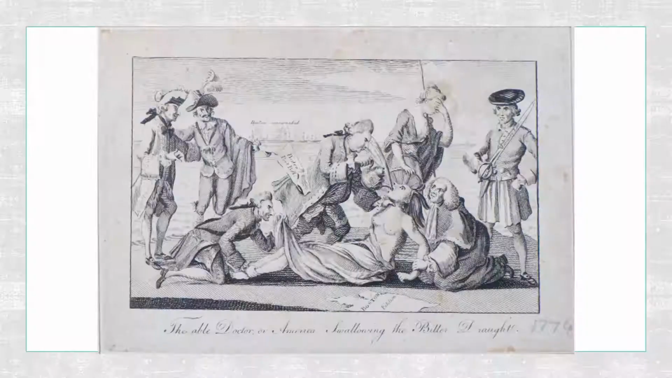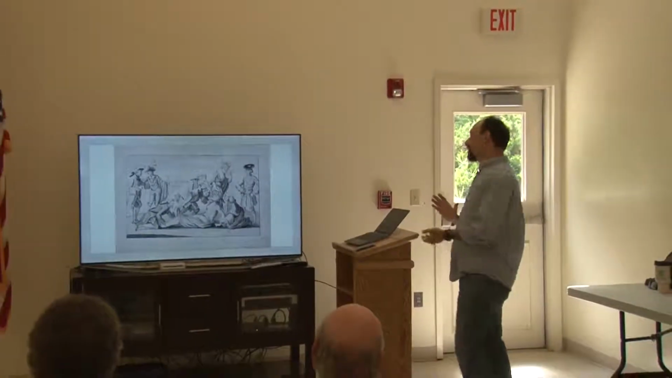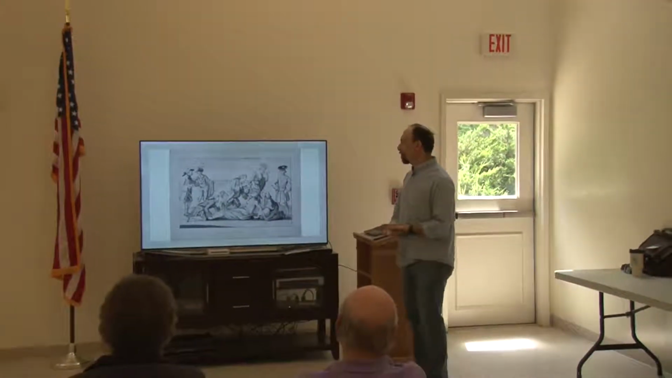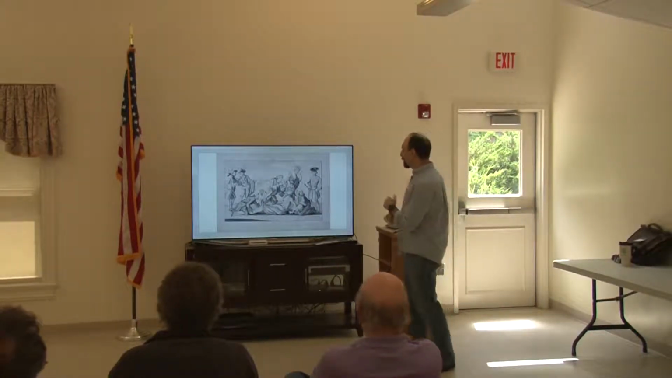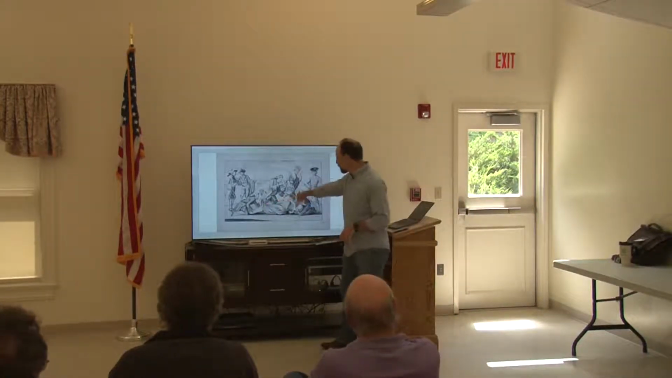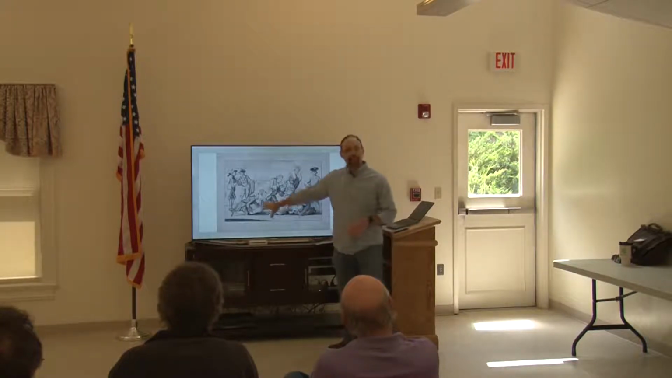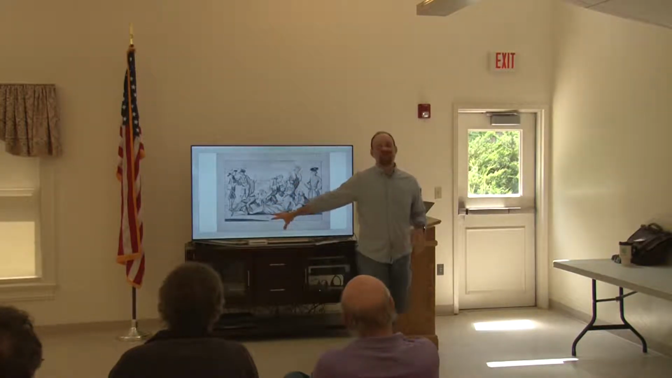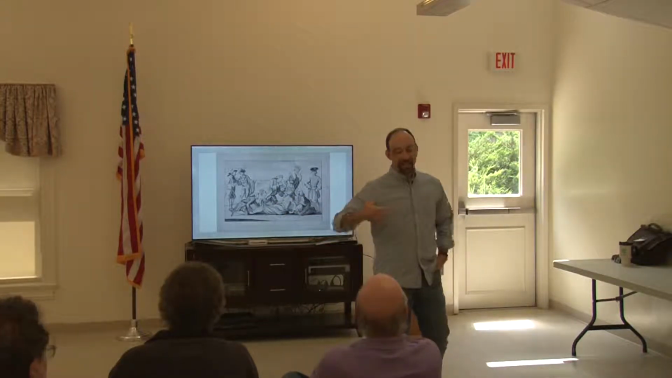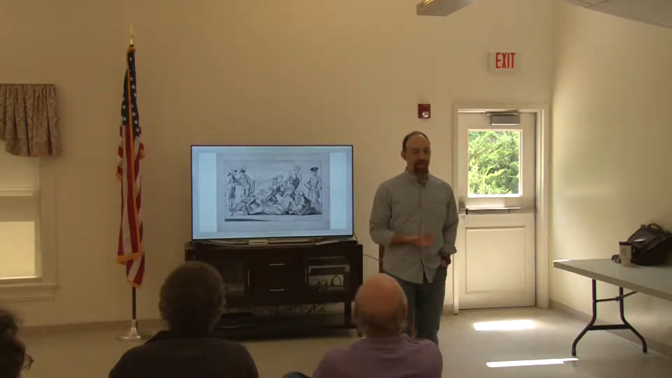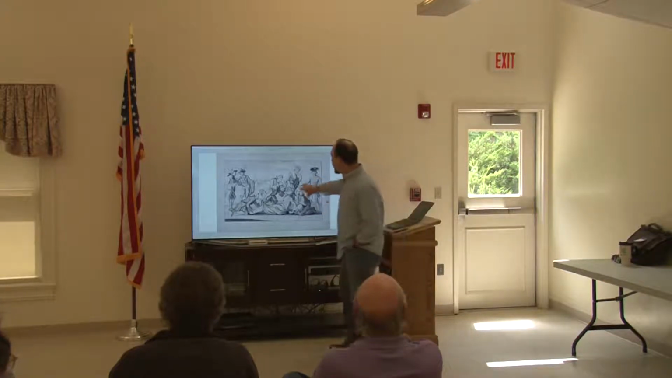Here's another famous cartoon of the time period, reflecting the Intolerable Acts. It's called The Able Doctor, or America Swallowing the Bitter Draught. What's going on in this cartoon? Well, this prone figure here, this half-naked woman, represents America. America was often depicted as a loosely dressed Native American woman. So that's what we have over here.